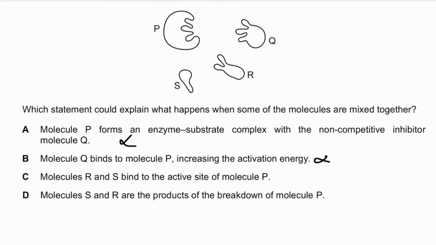And then molecules R and S bind to the active site of molecule P. That definitely could work. It could be like a condensation reaction where this guy from here and these guys from here are going to bind to this enzyme. So you could see how this works.